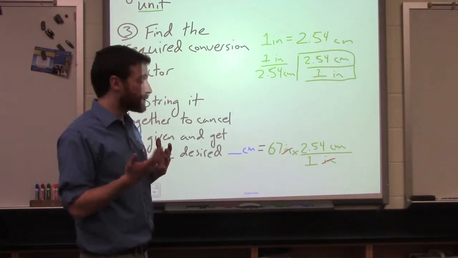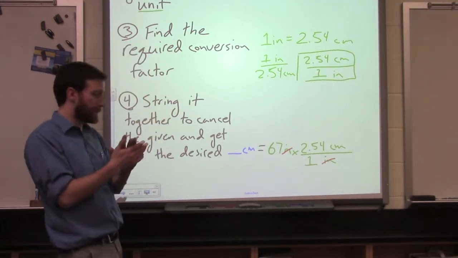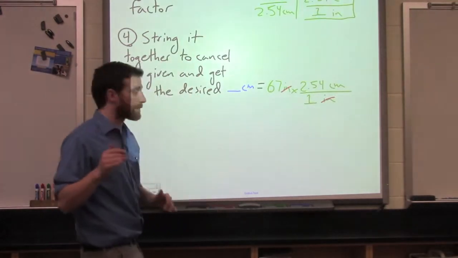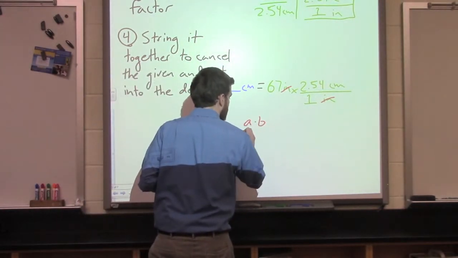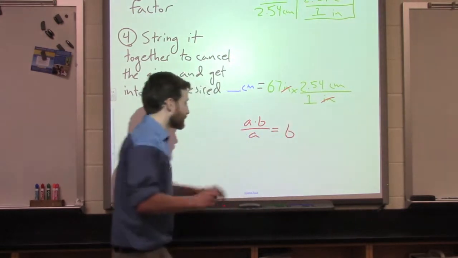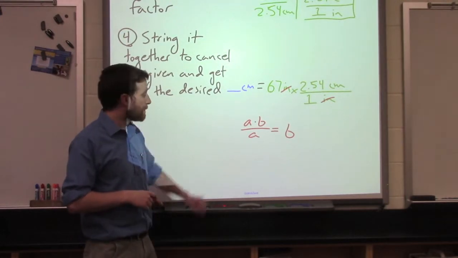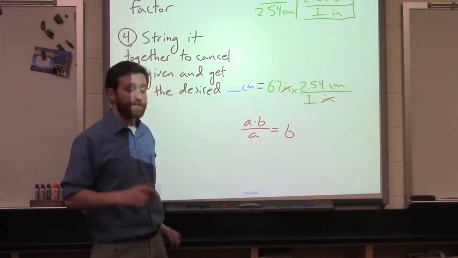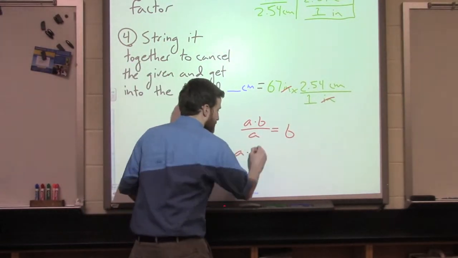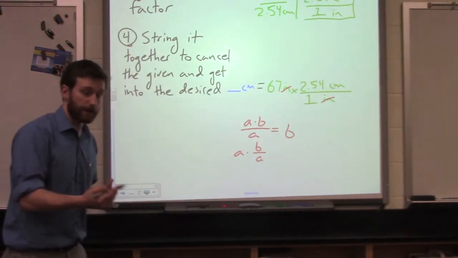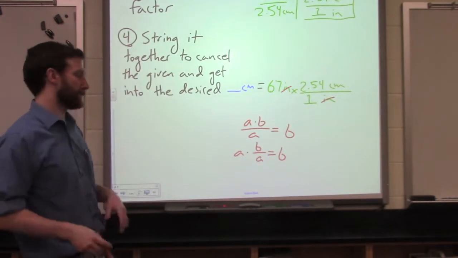So I only have to do the math now, but I want to reinforce the idea that this whole concept of dimensional analysis works on the mathematical principle that A times B over A equals B. So A is my given, B is my desired. I've got to cancel out my given using some conversion factor that relates A to B. So it really looks like A, my given, times B over A, a conversion factor, equals B. Right? We can all see that as mathematically true.